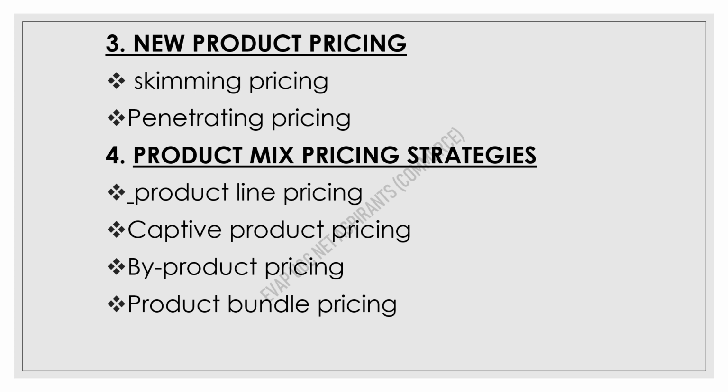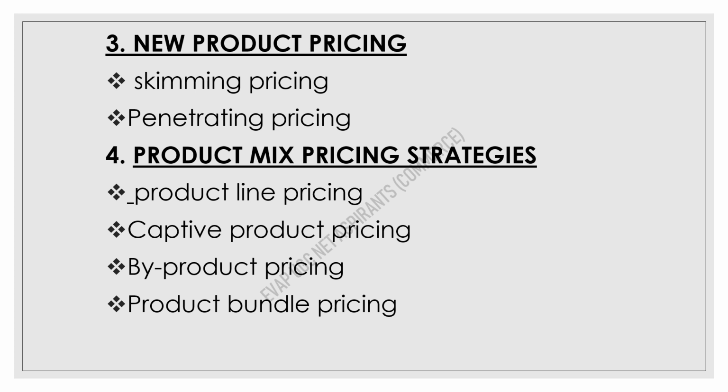So next is product mix pricing strategies. What are the various product mix pricing strategies? Product line pricing, captive product pricing, by product pricing and product bundle pricing. So first is product line pricing. Product line means one particular product and various sub products are there. For each sub product a price is fixed. That is called product line pricing.